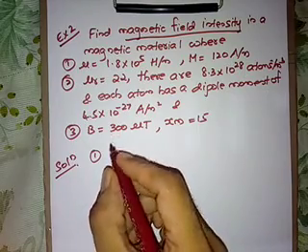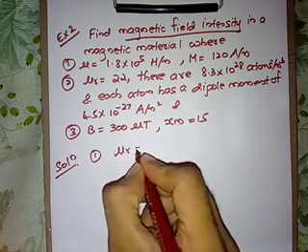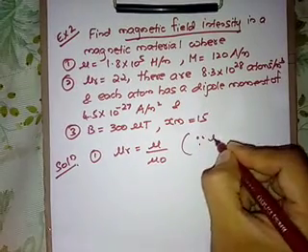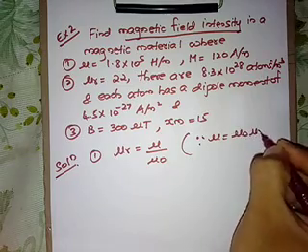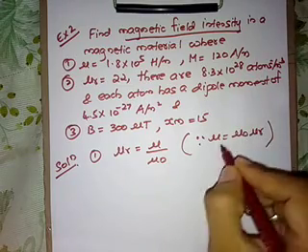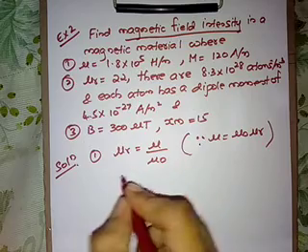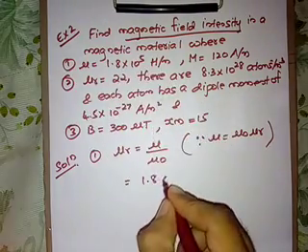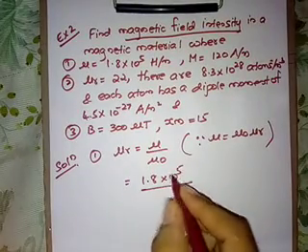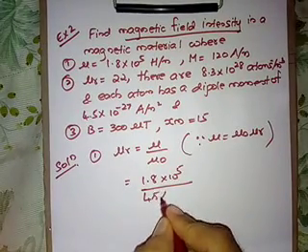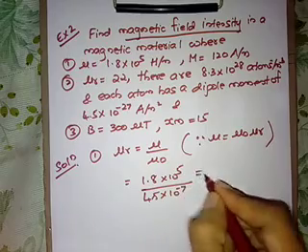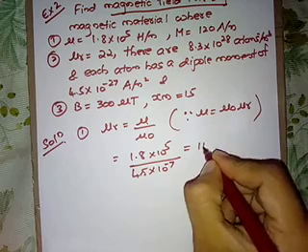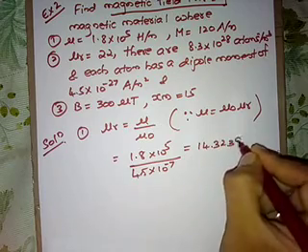So relative permeability mu r is given by mu r is equal to mu upon mu naught. Why? Because mu is equal to mu naught mu r. So if I want mu r, that will be mu divided by mu naught. So this will be equal to 1.8, mu is given, into 10 raised to 5, this divided by mu naught, that is 4 pi into 10 raised to minus 7. The answer is 14.3239.